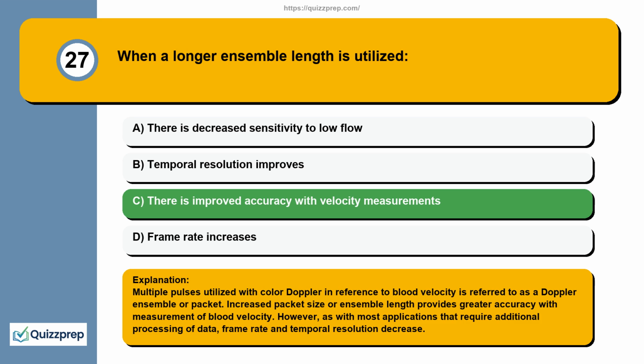Multiple pulses utilized with color Doppler in reference to blood velocity is referred to as a Doppler ensemble or packet. Increased packet size or ensemble length provides greater accuracy with measurement of blood velocity. However, as with most applications that require additional processing of data, frame rate and temporal resolution decrease.